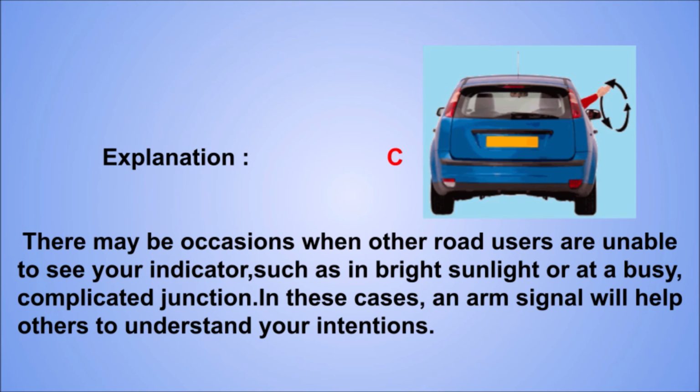Explanation: there may be occasions when other road users are unable to see your indicator, such as in bright sunlight or at a busy, complicated junction. In these cases, an arm signal will help others to understand your intentions.